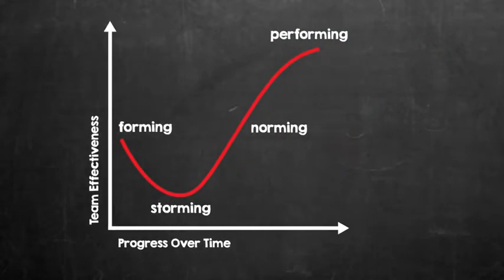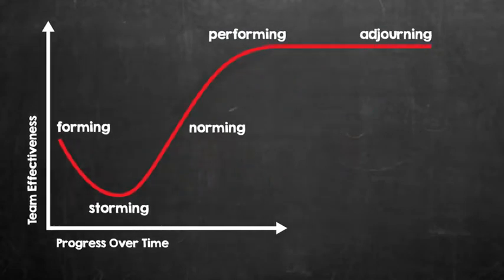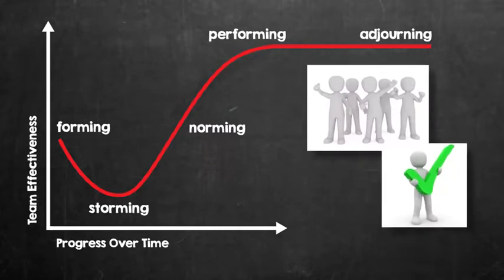Now later, a fifth stage was added: adjourning. It sort of rhymes. It indicates task completion and often involves some sort of recognition of the group's accomplishments and that their work is done, and maybe that the group is even disbanded.